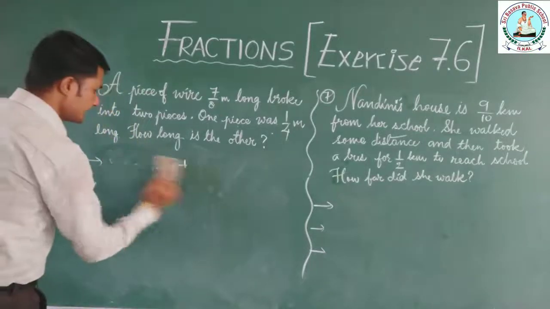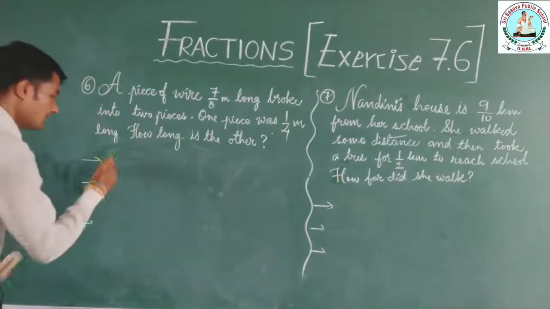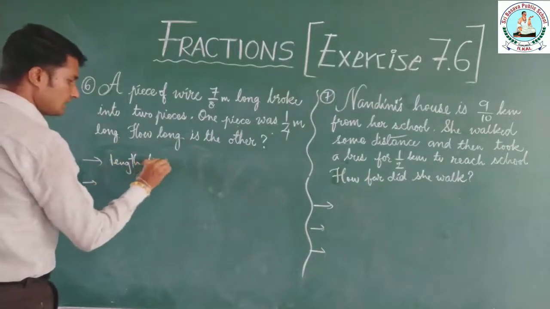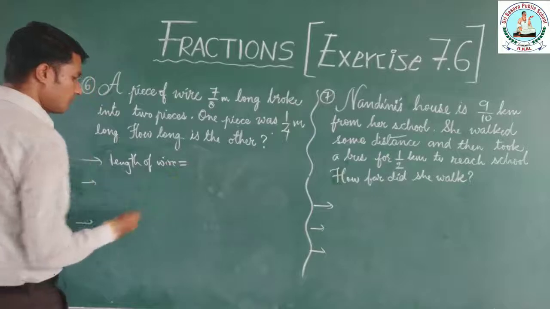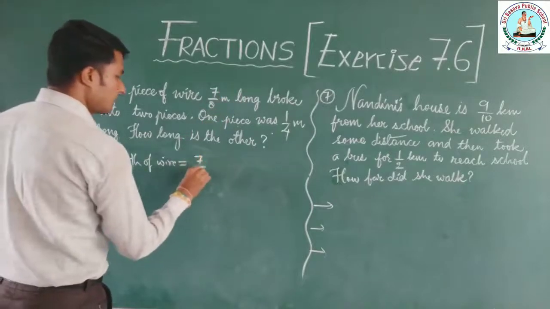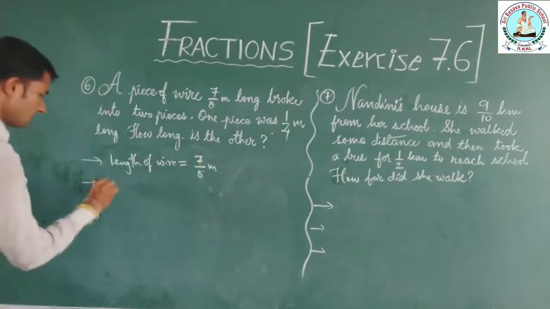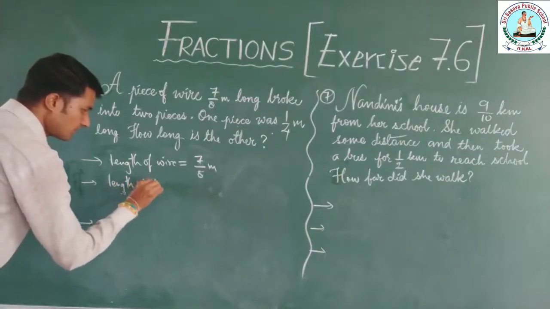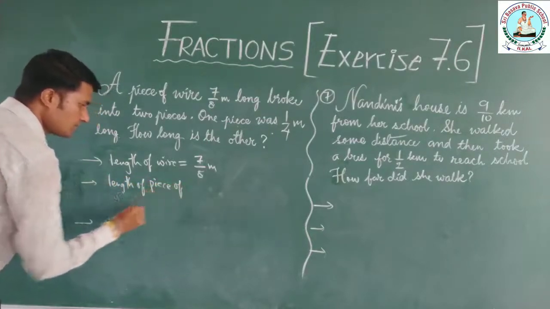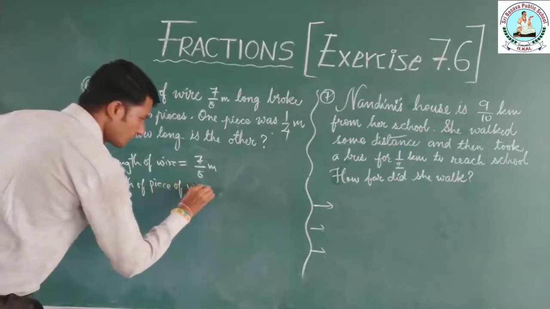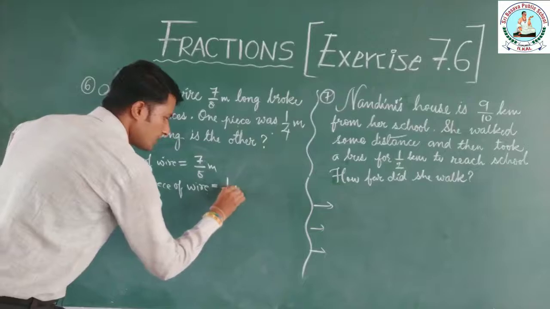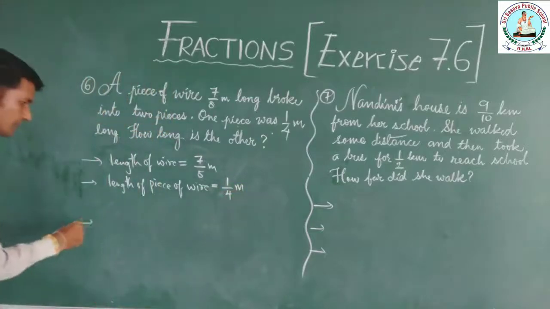Right. So the first sentence would be length of wire, means total length of wire would be how much? It is 7 by 8 meter, and length of piece of wire, how much is it? Clearly given. It is 1 divided by 4 meter. So units are really important.